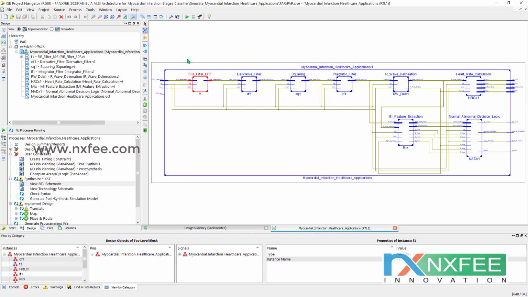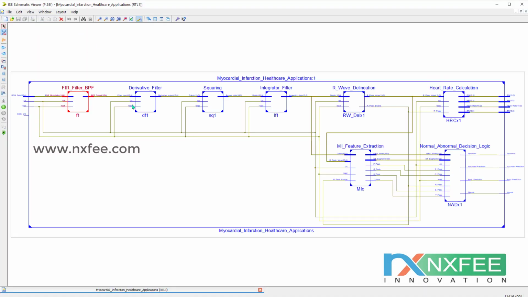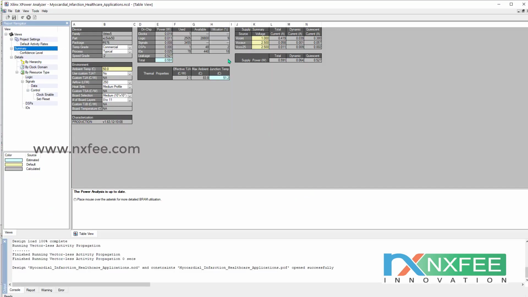You can analyze the RTL schematic here: FIR filter, derivative filter, squaring, integrated filter, R wave delineation, heart rate calculations, MI feature extractions, and normal and abnormal decision logic. We have also analyzed power consumption here, and the power is 591 milliwatts.